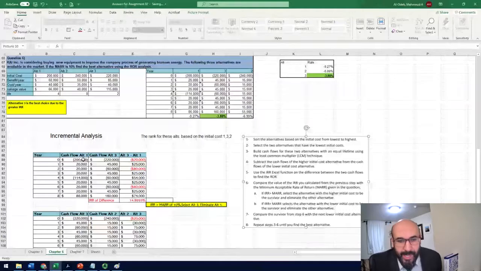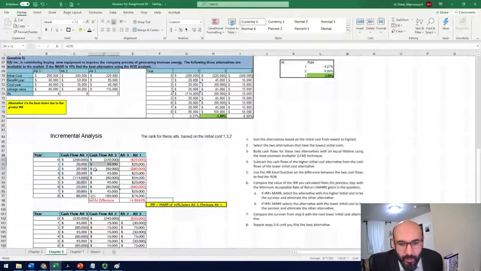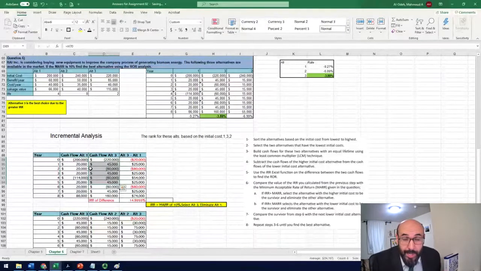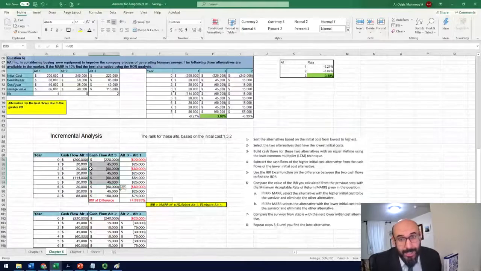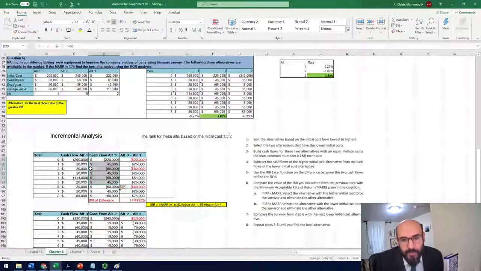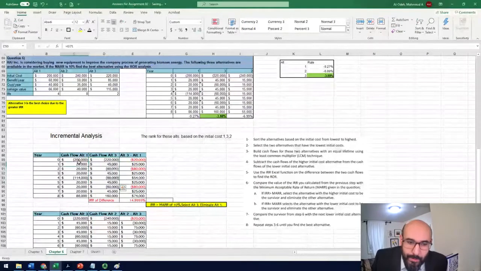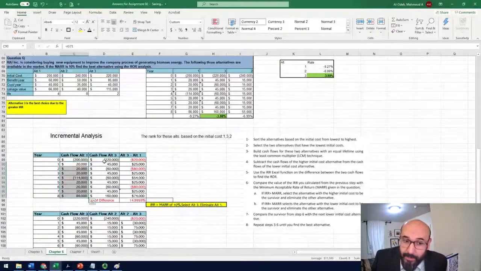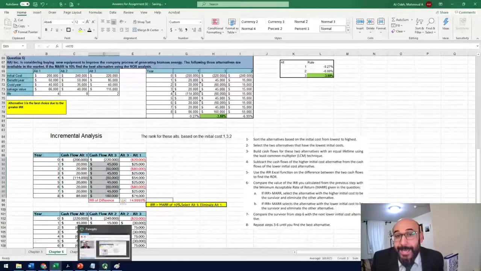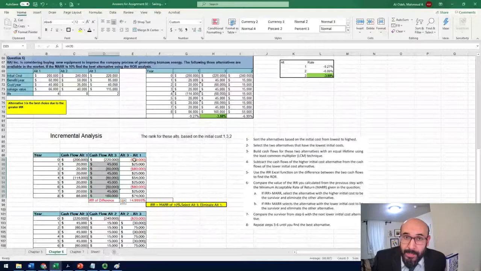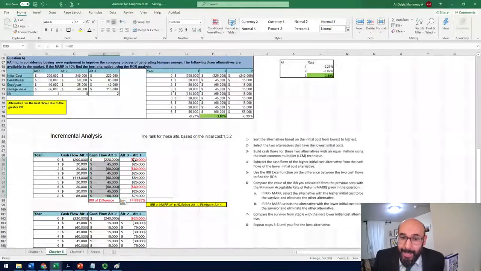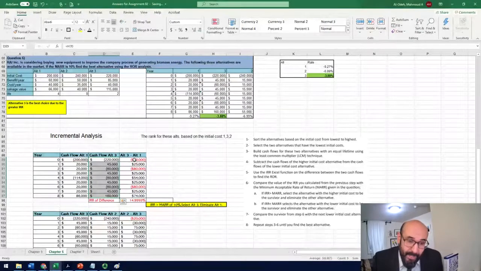And now we do the cash flow for 1 and the cash flow for 3. We start with these two alternatives first. These are the least expensive alternatives, and we see which one we're going to eliminate and which one we have to pick. All right, once we build the cash flow for 8 years, alternative 1, alternative 3, now take the difference between them by subtracting the lower initial cost from the higher initial cost.